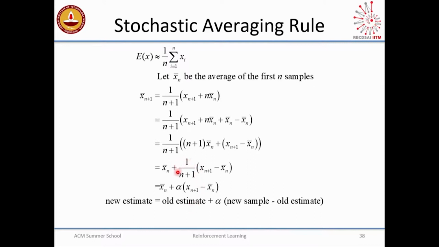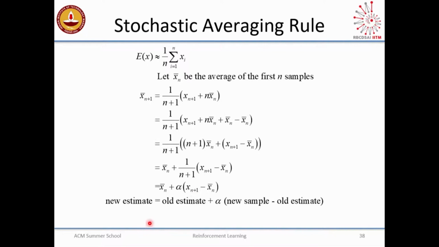Okay. Now I can denote this by some constant. I'll call it alpha. Okay. So I'll have x bar n. Is it okay if I say x n bar or x bar n? You guys know what I'm talking about, right? Okay. So I have x bar n plus alpha times x n plus 1 minus x bar n, right?